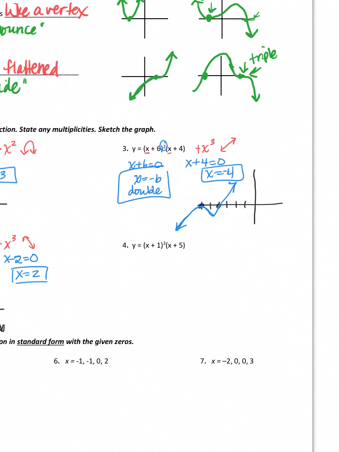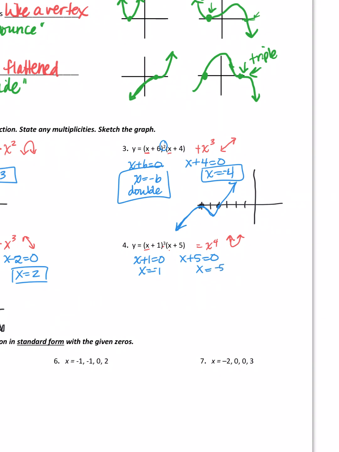Number 4, let's look at our end behavior. X to the third times another x will give me x to the fourth, and it's positive, so that means they're going to go both ends in the same direction, pointing up. Now, let's set our factors equal to 0. So x is negative 1, and x equals negative 5.